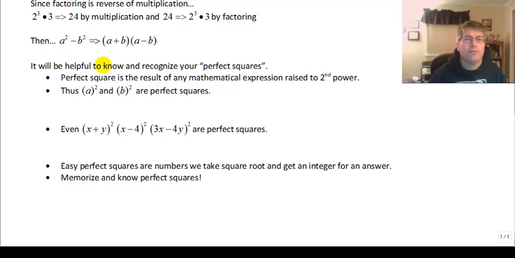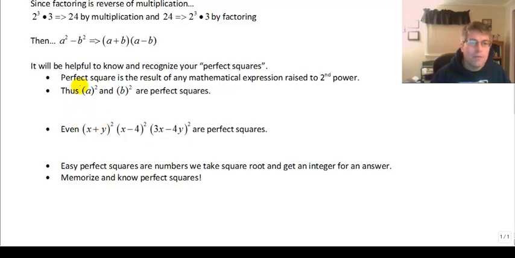It will be helpful for you to know and recognize your perfect squares. A perfect square is the result of any mathematical expression that's raised to the second power. So any quantity squared, like a squared and b squared, are perfect squares. In fact, anything raised to an even exponent is a perfect square. So even if it was to the 4th power, the 6th power, or the 8th power, any even exponent is going to be a perfect square. I suggest you write that in your notes, even though I haven't written it here.